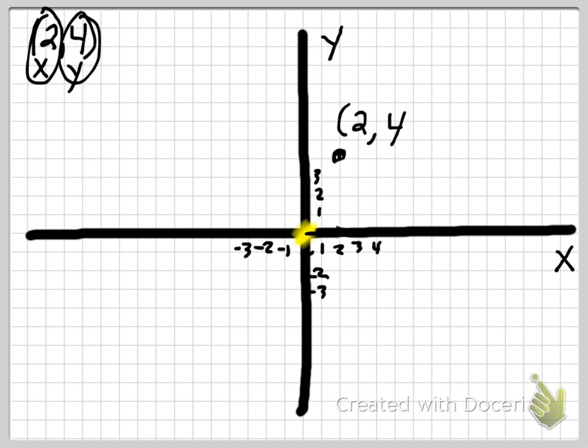So just remember, on your x-axis, if it's positive, we're going to go to the right. If it's negative, we're going to go to the left. And then you look at your y-axis, and that determines if we're going to go up or down. Sorry about that pause.